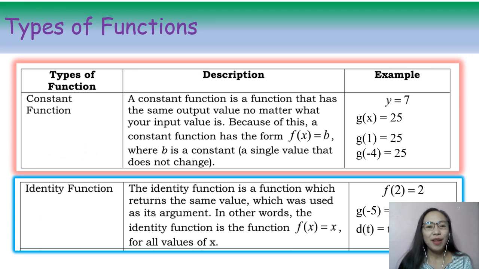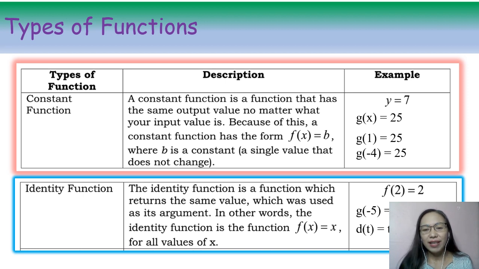Before we continue with our examples, let us recall the types of functions that I guess you have met when you were still in your lower grades. The first type that we have is the constant function. A constant function is a function that has the same output value no matter what your input value is. Because of this, a constant function has the form f of x equals b, where b is a constant, a single value that does not change.